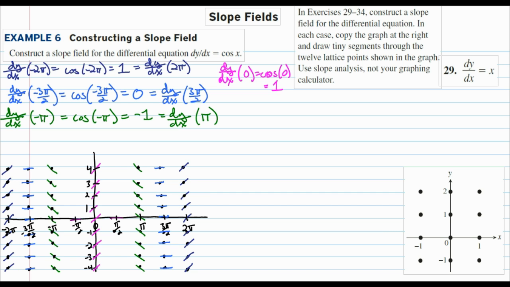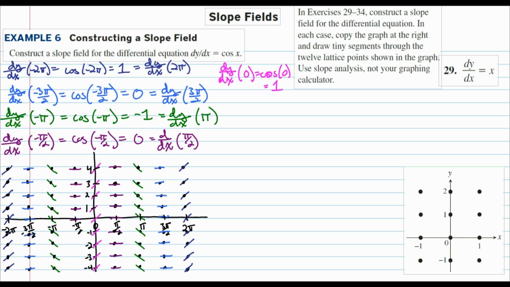And finally, at negative pi over 2 and pi over 2, the cosine is 0, so the slope evaluated at those x values would both be 0. So again, I have horizontal tangents at each of those x values for those key points, regardless of what y is.